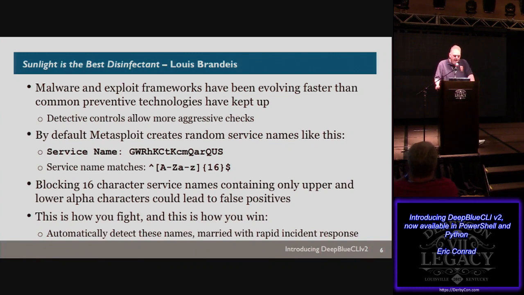Also, detective controls allow us to be much more aggressive. Obviously, preventive controls only go so far. Preventive controls, by their nature, have to be conservative because of the risk of a false positive. However, with detective controls, as long as they're not overwhelming, we can stomach some false positives. So can I tell you, block all service names that are 16 characters, alpha only? I can't tell you to block that. There's a risk of collateral damage, right? However, I can say, let's log it. Let's log that and look at it.